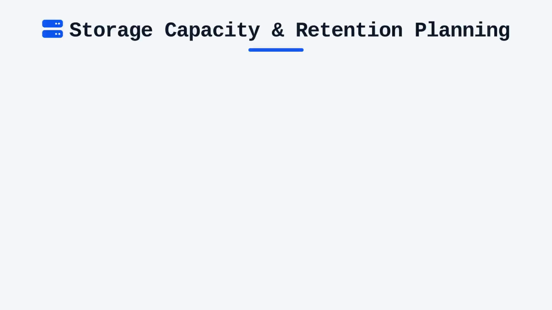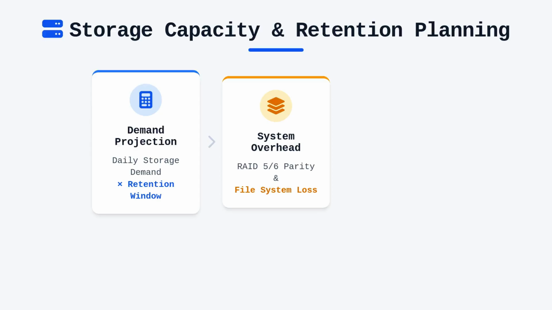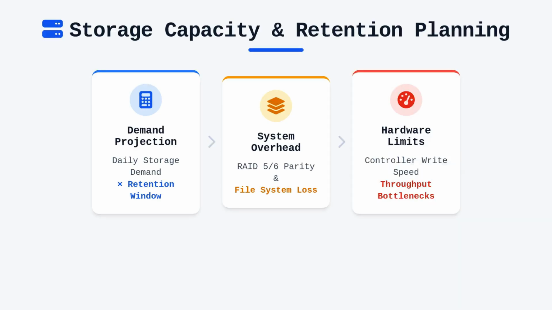Once we establish our daily storage demand, we must project this across the total retention window mandated by the client or legal authorities. A common oversight occurs when architects calculate the raw storage needs but fail to account for the overhead imposed by file system structures and RAID array parity. When you implement a RAID 5 or RAID 6 configuration to safeguard against disk failure, you must forfeit a portion of your aggregate capacity to store the necessary parity bits for data reconstruction.